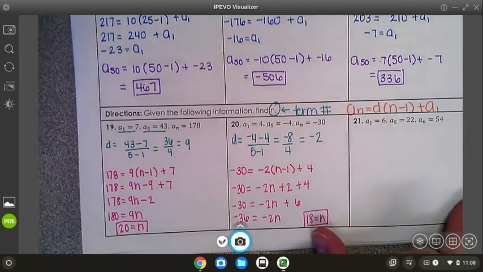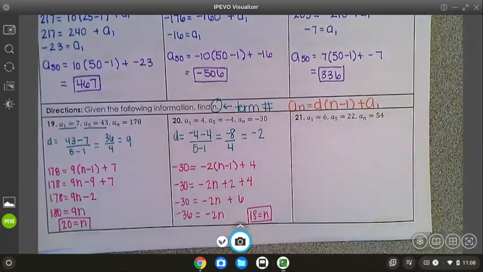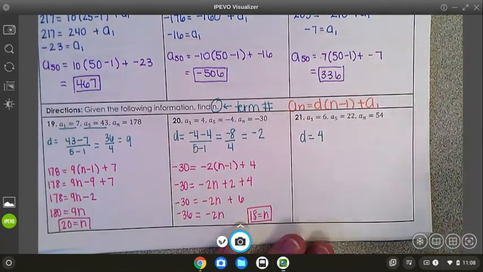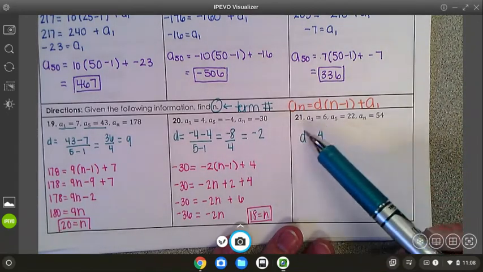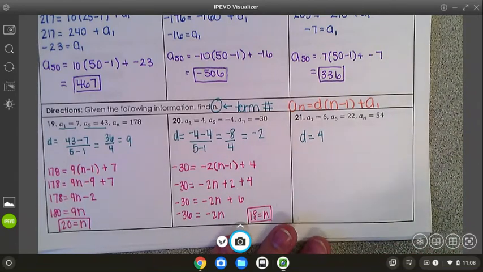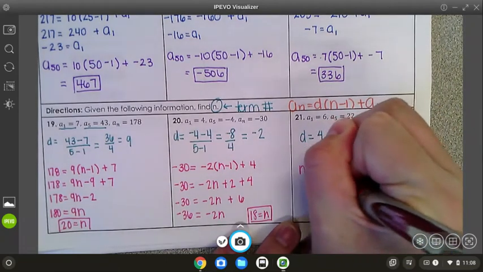And then, again, pause the video and try number 21. All right, so for your common difference, you should have got 4. If you didn't get 4, go back and look and see. You might need to refer back to some of these examples. And then for your n, you should have got 13.